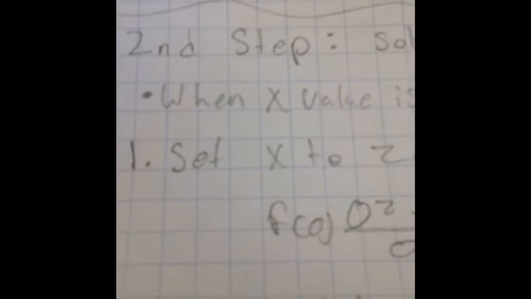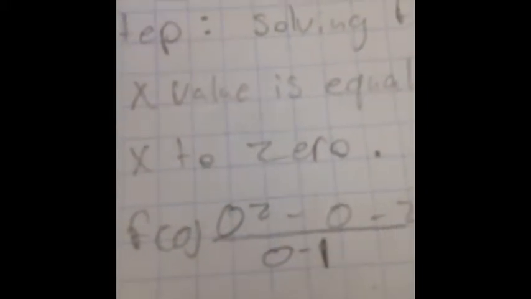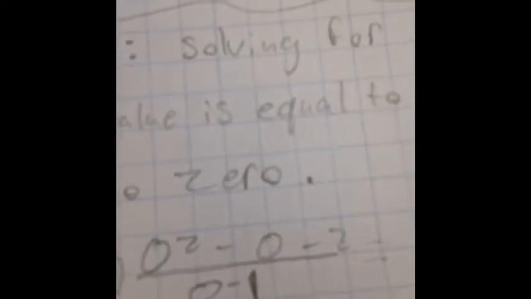The second step is solving for the y-intercept when the x value is equal to 0. Basically, that's what it is. So you have to set all the x's to 0. So f of 0 equals 0 squared minus 0 minus 2 over -1. Now you have to solve by simplifying. So now you have your answer 0, -2 over -1. That is your y-intercept.